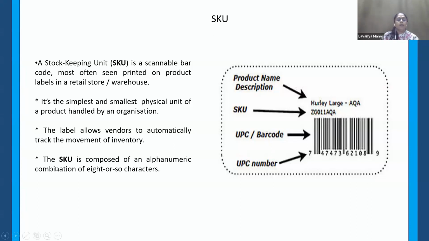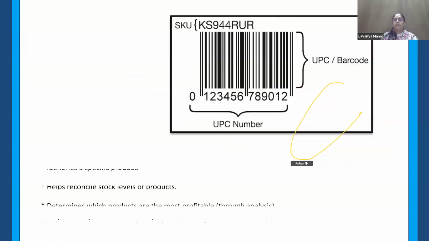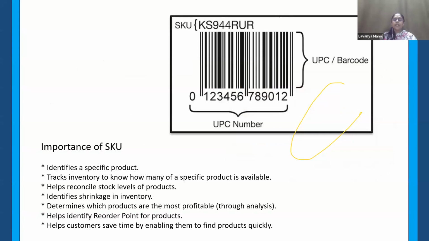Now we are going to find out why we need an SKU code. It identifies the specific product, tracks inventory to know how many of a specific product are available, helps reconcile stock levels of product, identifies shrinkage in inventory, determines which products are most profitable, helps identify reorder points, and helps customers save time by enabling them to find products quickly.